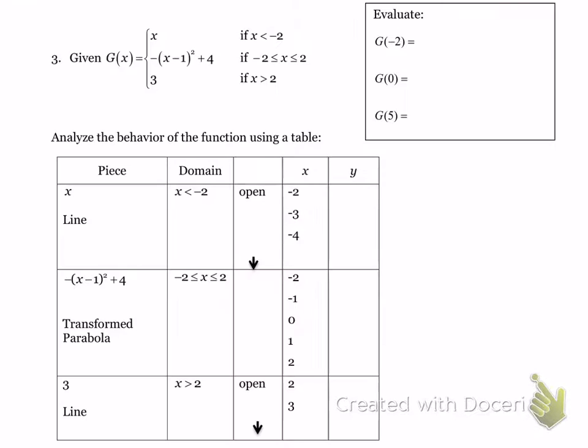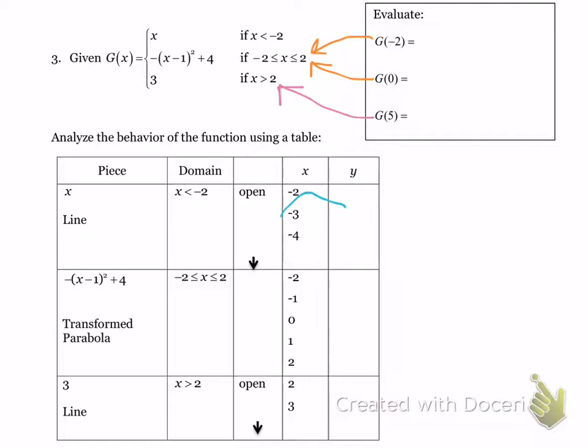Okay, so for number 3, g of negative 2, negative 2 goes into the second one, because here it's included and here it is not, so we know it goes in the second one. g of 0 also goes in the second one, and then g of 5 goes into the third. So when I ask you to evaluate, I don't have to use every single function. However, we will graph every single function.